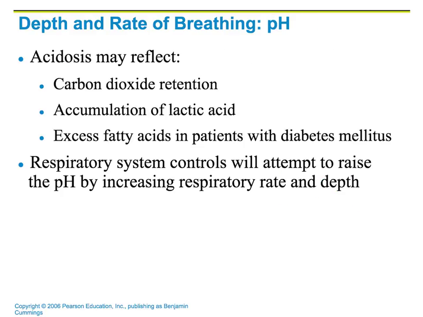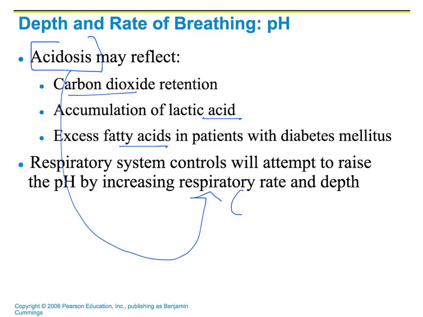If your blood is too acidic, which may include too much carbon dioxide or some of these other acids which build up, then you will also hyperventilate, again, to flush that out of your system. So if we can remember that CO2 is acidic, hyperventilating is going to get rid of that.